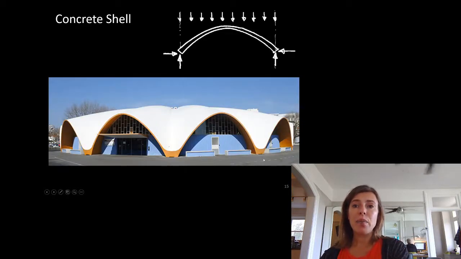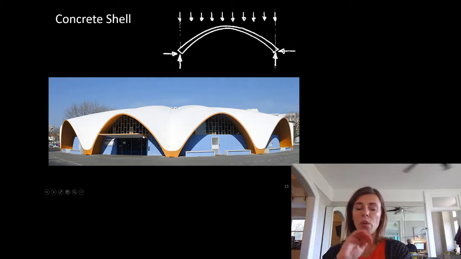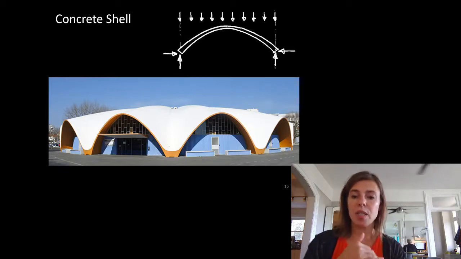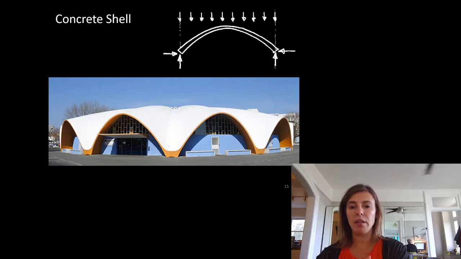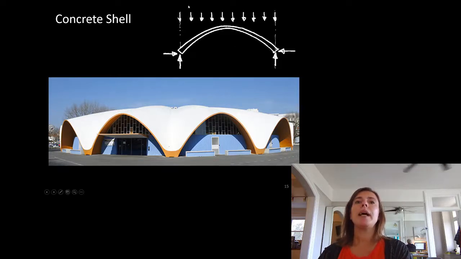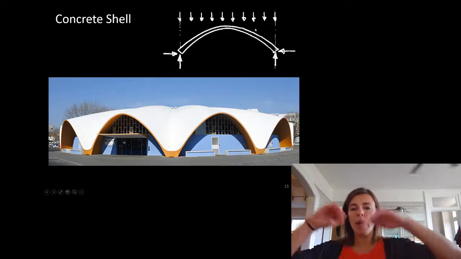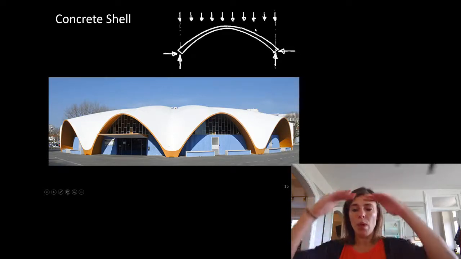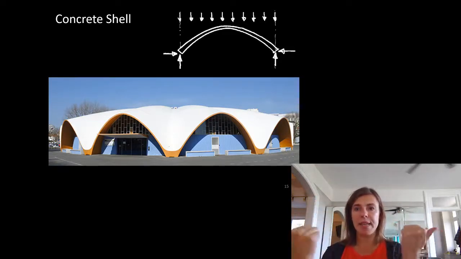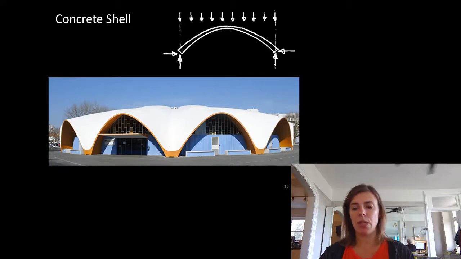Concrete, like I said, because we build it with formwork, which just needs to be strong enough to hold up the material, can often be quite thin. Usually it's plywood with some supports. We can do really sculptural shapes. Again, the same with the steel. If we have that arch shape, when our load is coming down, we have the tendency to kick out, so we need something to resist it.